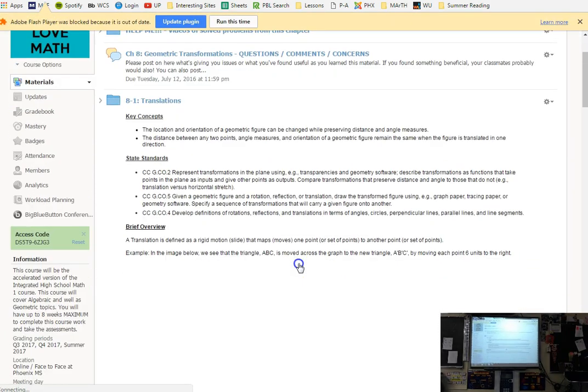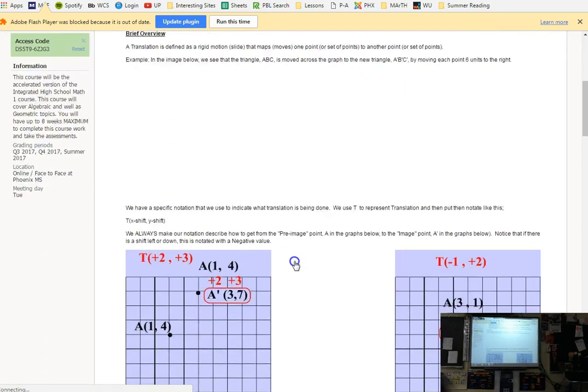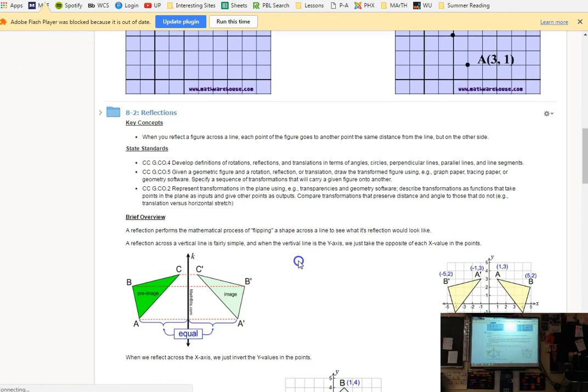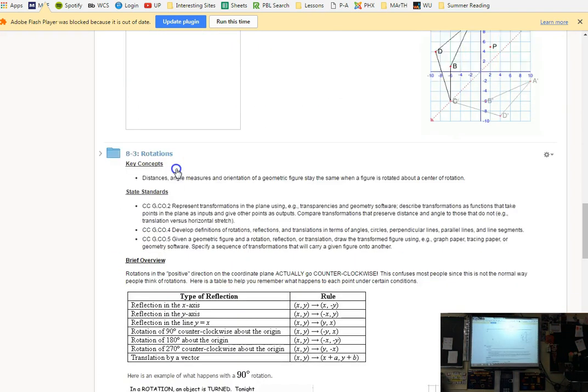But questions from 8.1 on translations. Moving up or down, left or right, or a combination. Reflections. 8.2, reflecting across a given line, either an axis or a horizontal or vertical, or, if you get crazy, across a diagonal line. Couple of my images, I guess, are dead.